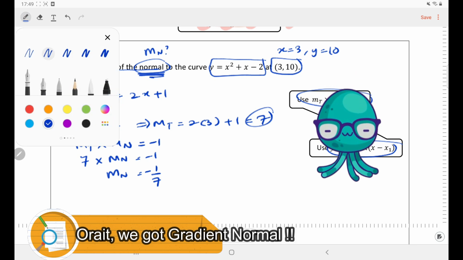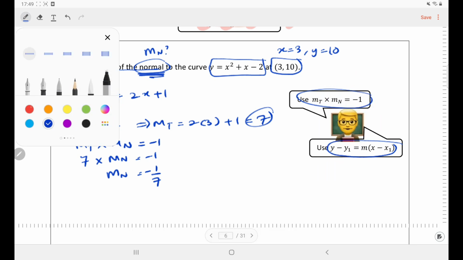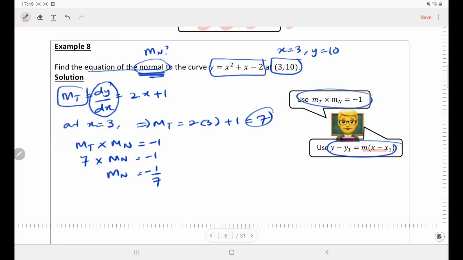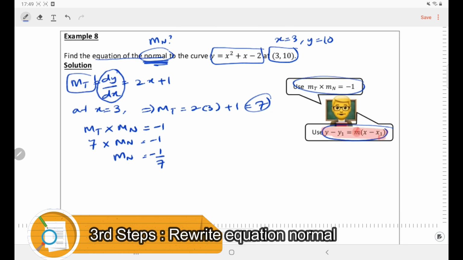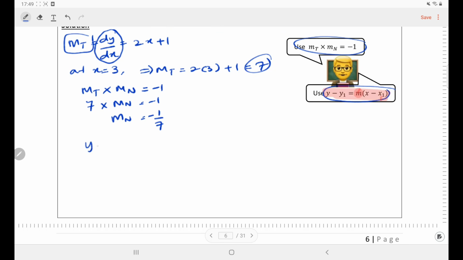Okay, so barulah kita boleh cari kita punya persamaan once we know our m. Ni kita dah ada dah kita punya mn kan. Jadi kita boleh guna this equation untuk cari persamaan dia. Alright, so kita salin dulu. y tolak y1 = m(x tolak x1). Okay, m di sini cepat-cepat tulis mn. Sebab apa mn? Sebab kita mencari equation of a normal.